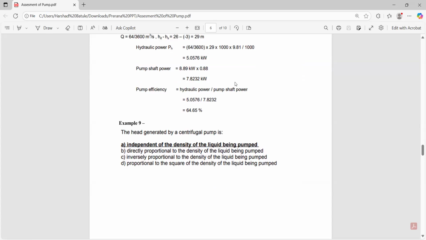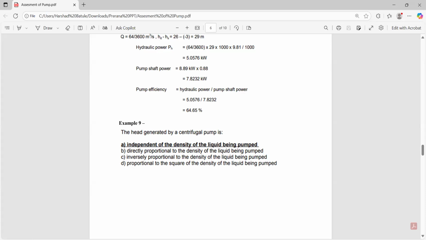Head generated by a centrifugal pump is independent of the density of the liquid being pumped. There are three parameters affecting the head of the system. One is your discharge or system requirement. If the system requirement is, let's say, 20 meter, whether you pump glycol, diesel, or water, your system head is not going to change. So it is independent of density.